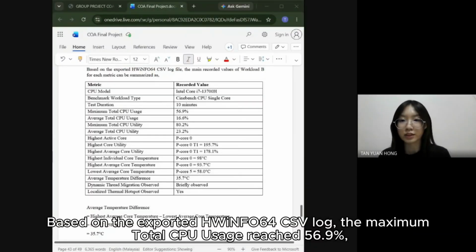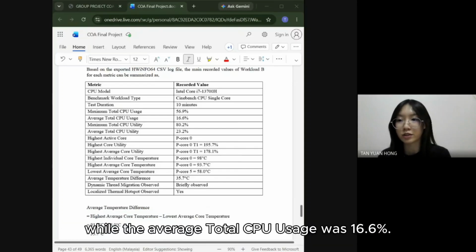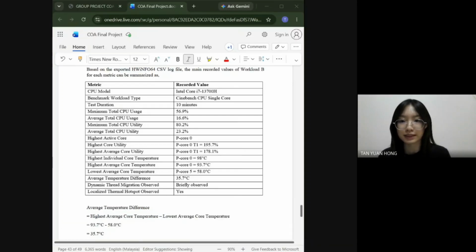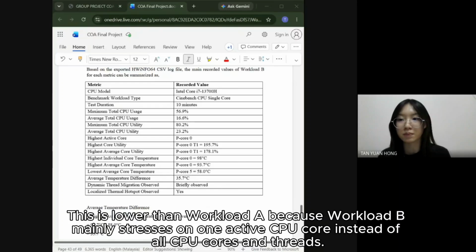Based on the exported HWiNFO64 CSV log, the maximum total CPU usage reached 56.9%, while the average total CPU usage is 16.6%. This is lower than workload A because workload B mainly stressed one active CPU core instead of all CPU cores and threads.